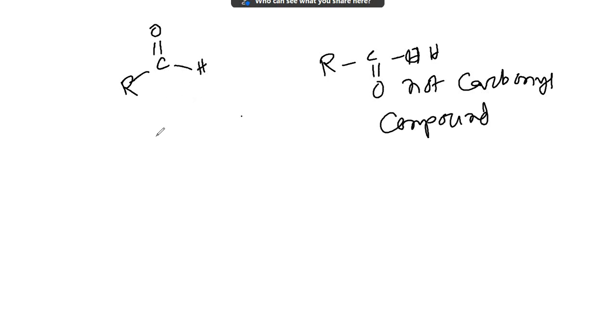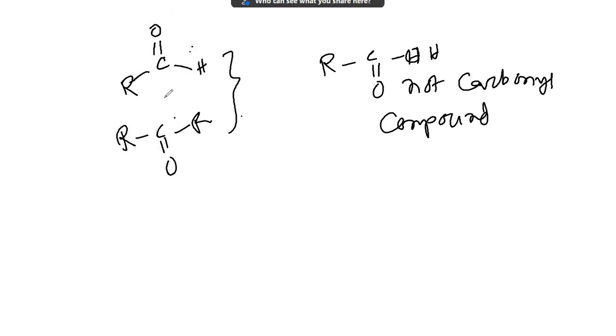But this is, and these are, both of them are carbonyl compounds. The C=O group attached with a hydrogen or an alkyl group can be called a carbonyl compound. When C=O is attached with a hydrogen it is called an aldehyde, and with alkyl groups it is known as a ketone.